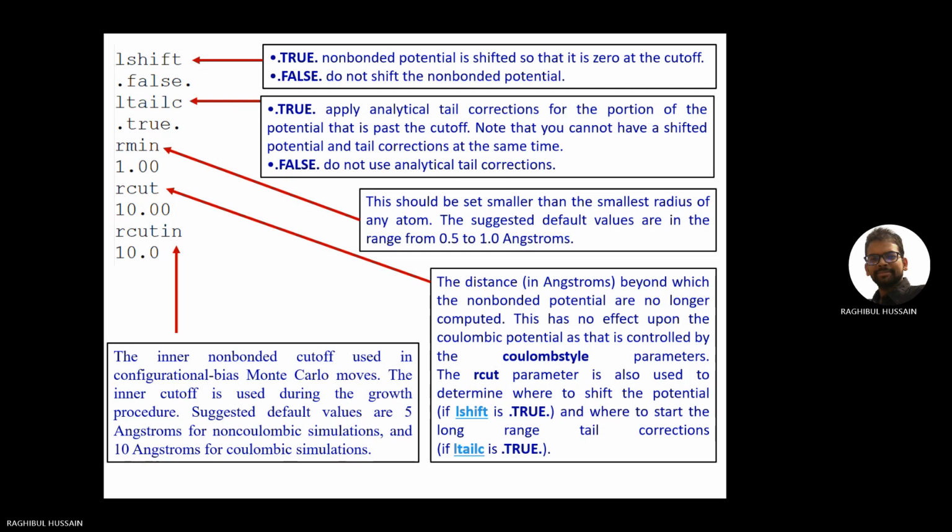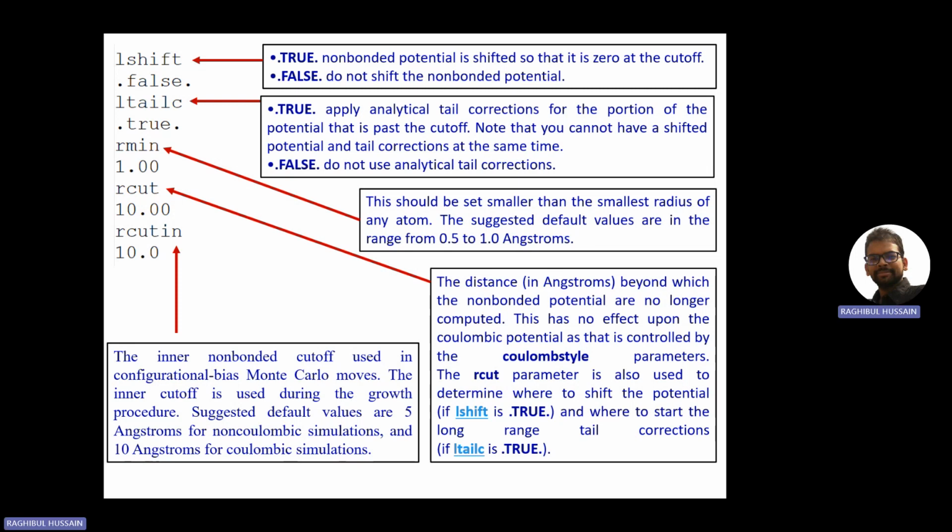Any question here? For the time being, you just understand we need a cutoff. Beyond that, we are not going to do this calculation. For your case, let's say this is 10 angstrom. Okay, so this is done.